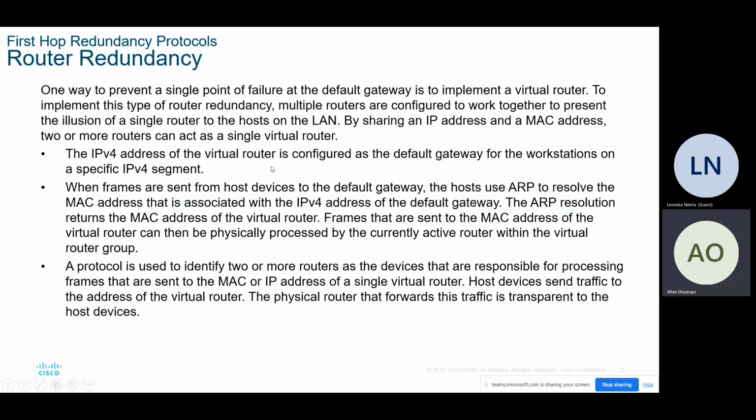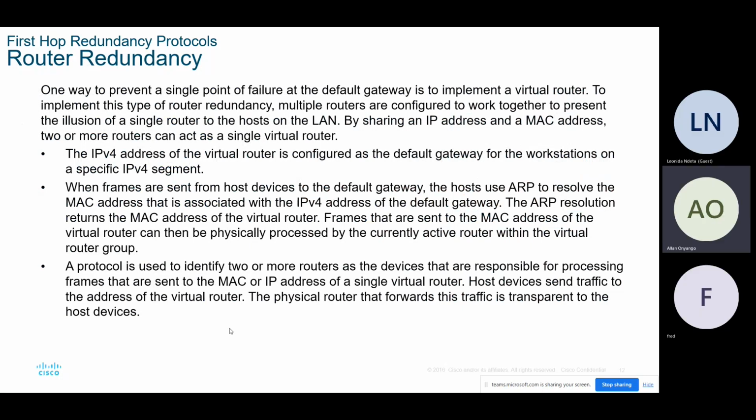Now, what HSRP basically does is that it helps to eliminate what we call a single point of failure. A single point of failure is whereby within your network, you only have one device to provide a certain functionality. For example, if that router is the default gateway, if that router ever goes down, then the whole network fails. That is what's called a single point of failure. And every network should never have a single point of failure. And that's why we implement what is called redundancy.